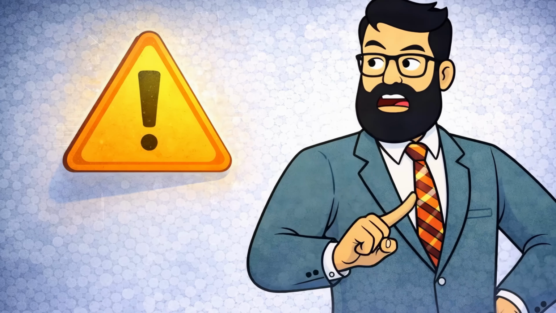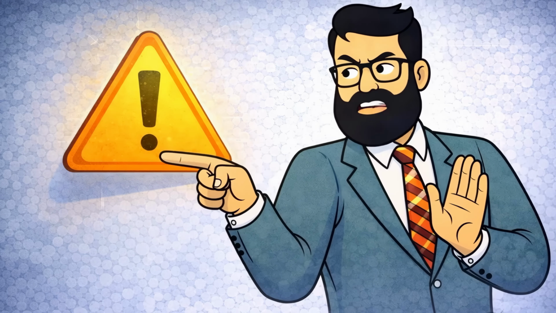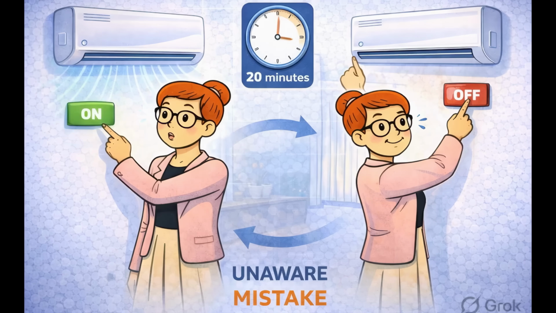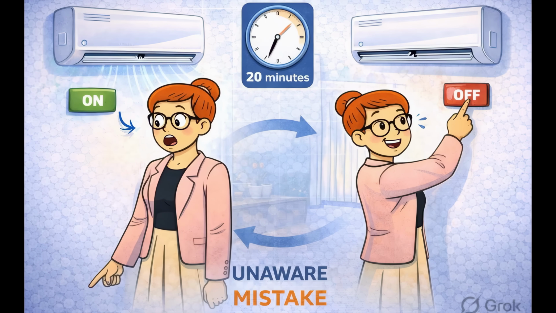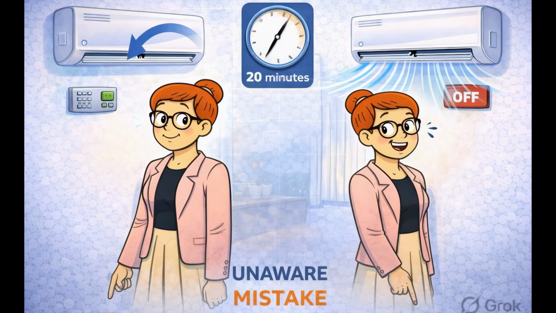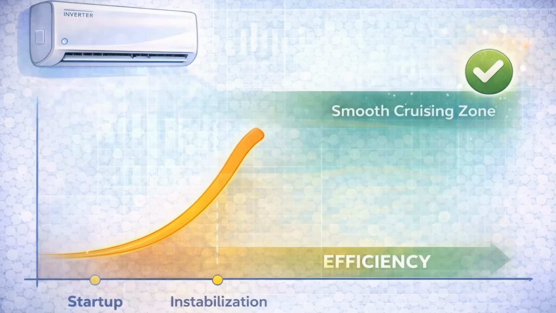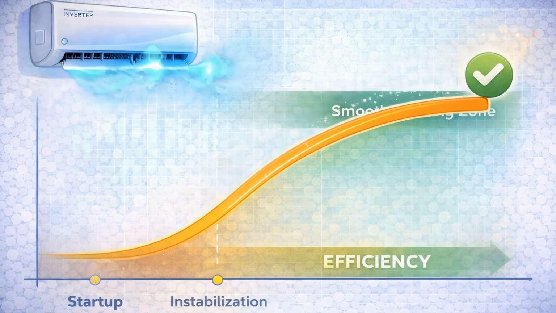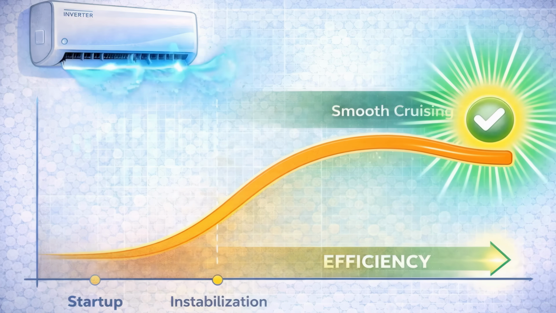However, and this is a big however, this only works if you use it correctly. If you're the type of person who turns the AC on for 20 minutes just to take the edge off and then shuts it down, you are wasting your money on an inverter. The inverter needs time to reach its cruising speed to save you money. It is built for the long haul.